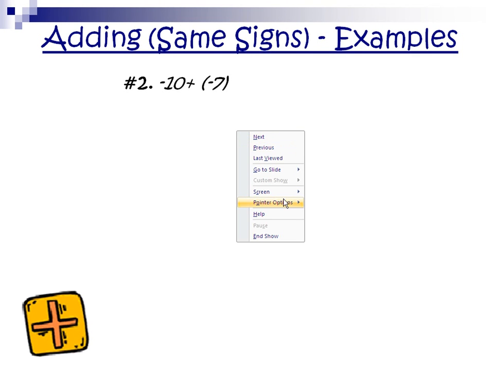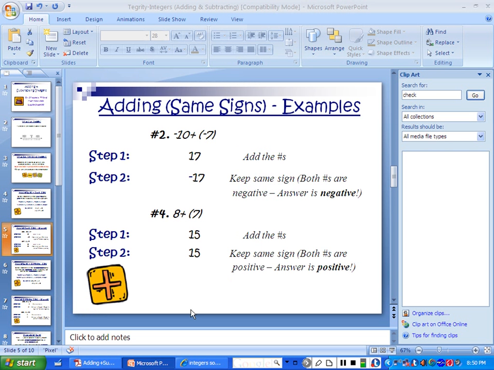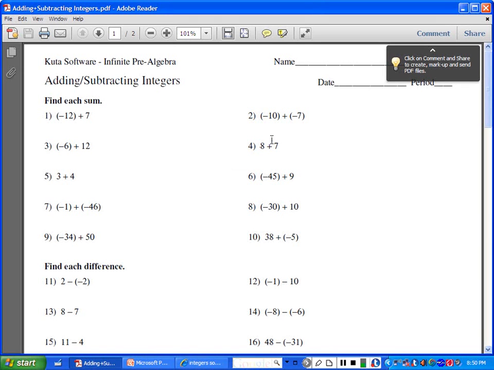So let me stop here and go to an integers worksheet that I found on the internet. So let's look at number 2 for example. Here we have a -10 plus a -7. We're adding two numbers that have the same sign. So we will sum these two numbers and keep that negative sign.